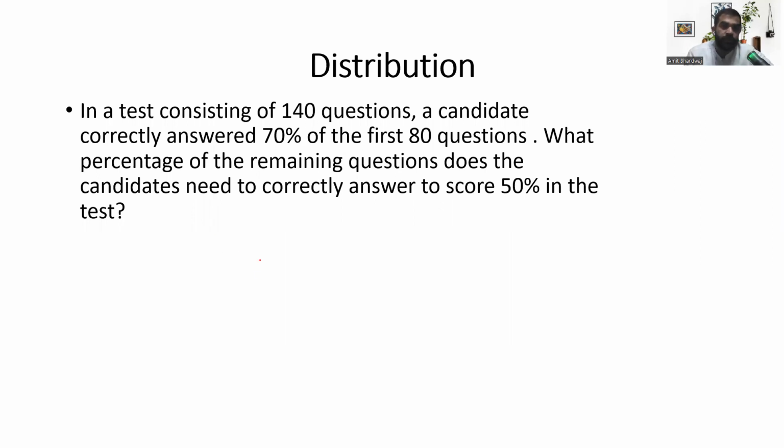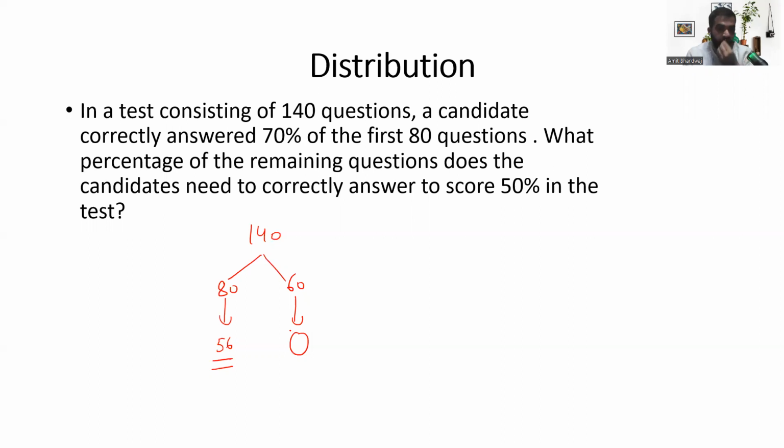In a test consisting of 140 questions, a candidate correctly answered 70% of the first 80 questions, and then some of the remaining 60 questions. A candidate correctly answered 70% of the first 80 questions. 70% of the first 80 questions is 56. What percentage of the remaining questions does the candidate need to answer correctly? Out of 60, how many questions will he answer?